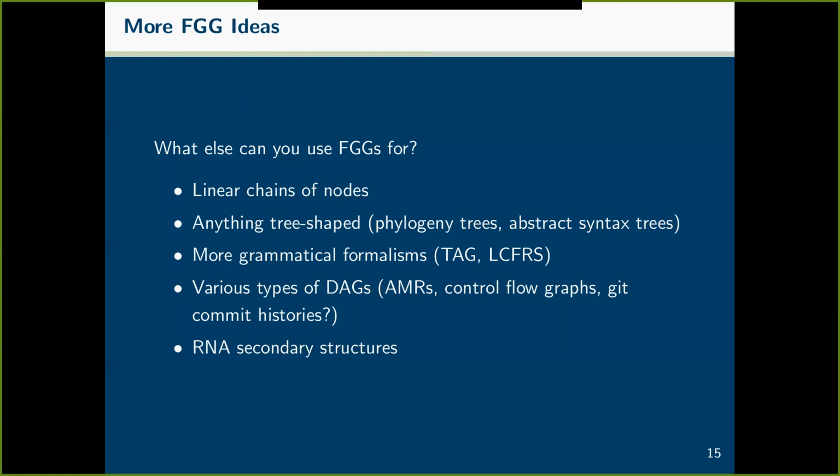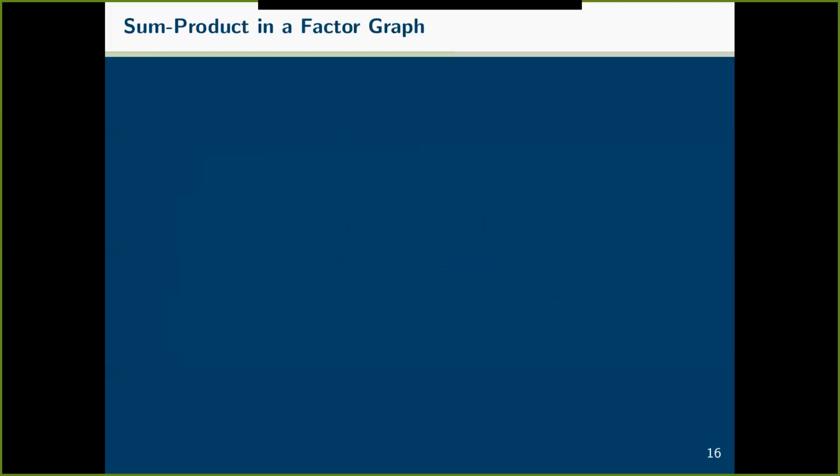AMRs are the semantic formalism from NLP that I mentioned earlier. You could also do control flow graphs, maybe commit histories. I don't know, I was just coming up with some ideas for things people could use these for. And I'm not super familiar with RNA secondary structures, but I know they're something from computational biology, which could also be represented using a factor graph grammar. Okay, any questions before we talk about how to compute probabilities in factor graph grammars?